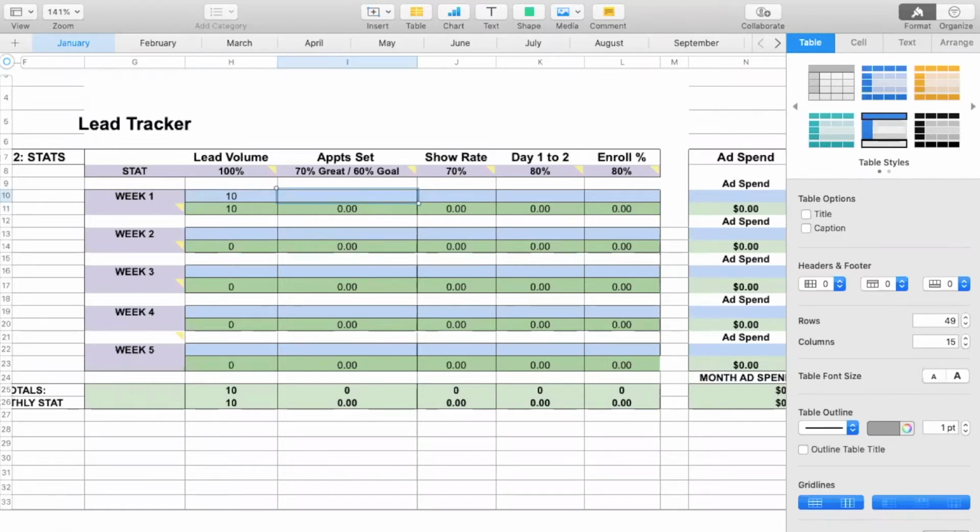And of those 10 leads, we were able to get 6 people to make an appointment. Of the 6 people who made an appointment, we were able to get 5 of them to show up. And then of the 5 people, we were able to get 3 to go from day 1 to day 2. Then ultimately we enrolled 2 people.